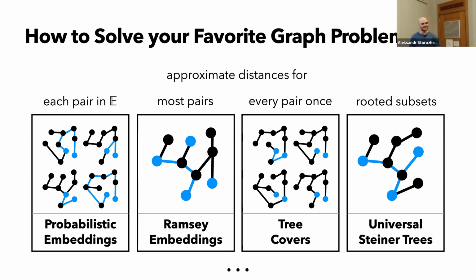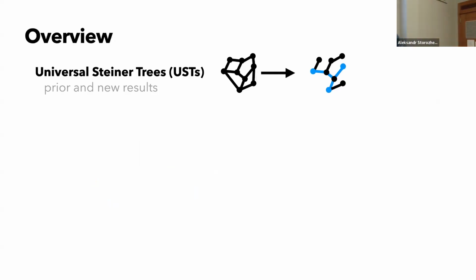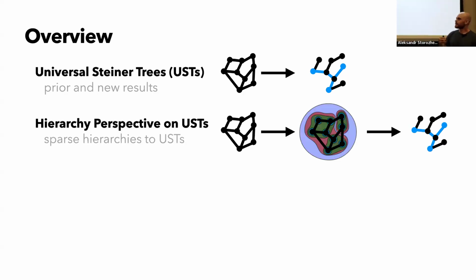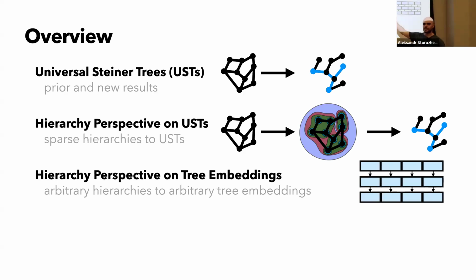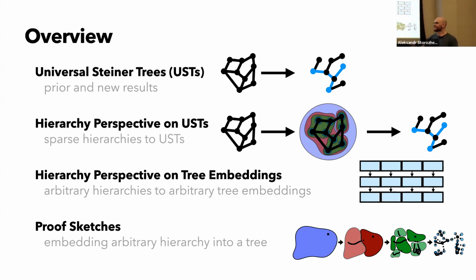Okay. I'm sorry to make you follow me. So the focus of today's talk is going to be on these universal Steiner trees. In particular, I'm going to start by telling you all about what universal Steiner trees are and some of the results we were able to obtain for them. Then I want to give you a different perspective on universal Steiner trees that's all about vertex hierarchies. Then I want to take a step back and apply this perspective to tree embeddings in general and tell you about some of the results we were able to get there. And then, hopefully if I have time, we'll do some proof sketches, some cute animations. So I hope we'll get to them.